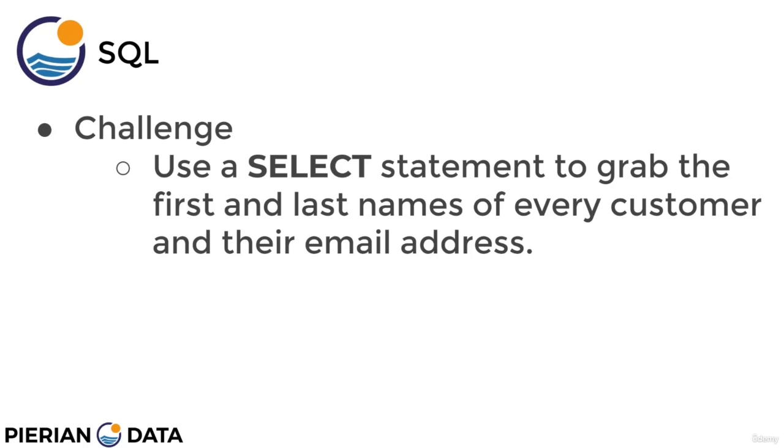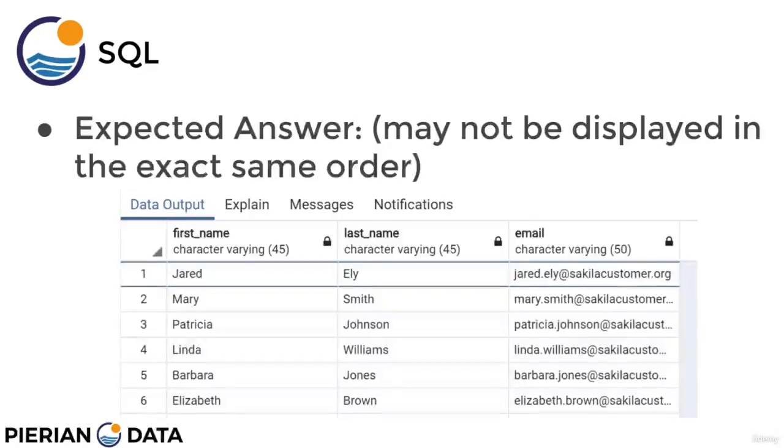Coming up next, I'm going to show you what the expected answer should look like. Okay, here comes the expected answer. The expected answer to be displayed after successfully running your query should look something like this. I should see a first name, a last name, and then a corresponding email.